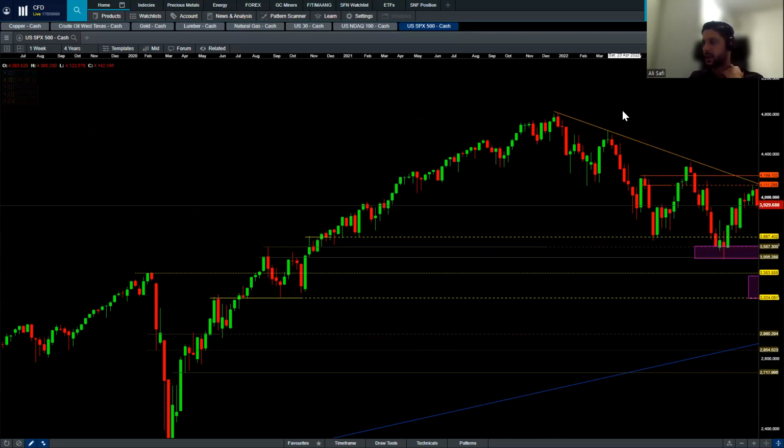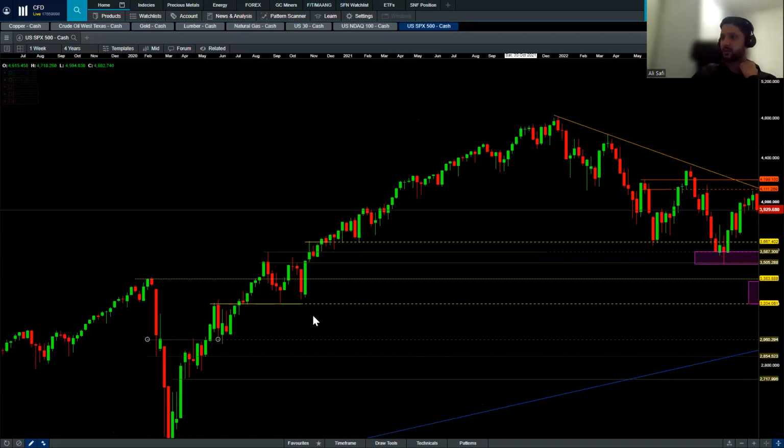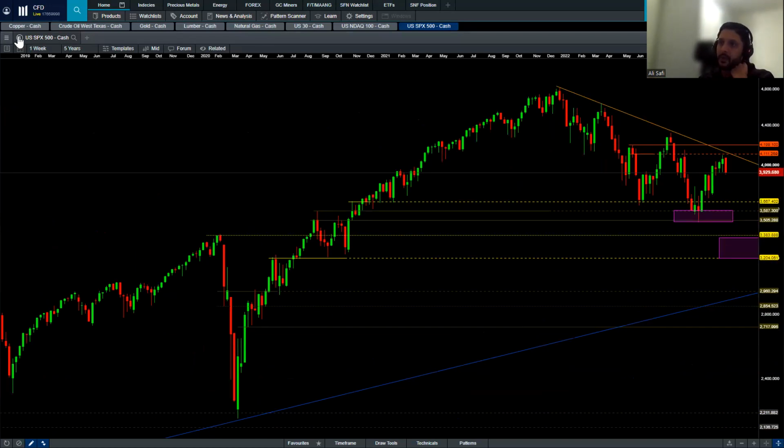And please don't pay attention to this. I just want to clean out my chart. Please don't pay attention to any of these lines, right? Just save it there. Okay.